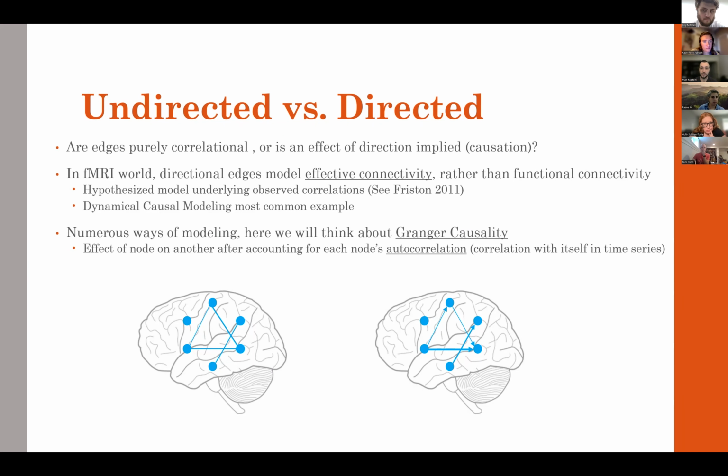And another main difference between undirected and directed, particularly in the connectivity realm for fMRI, is that in functional connectivity, we're considering each set of nodes completely independently. So we correlate X and Y, X and Z, Y and Z, all those are independent. And then in this more comprehensive directed network, all of it is interrelated. All the nodes are accounting for each other, things like that.